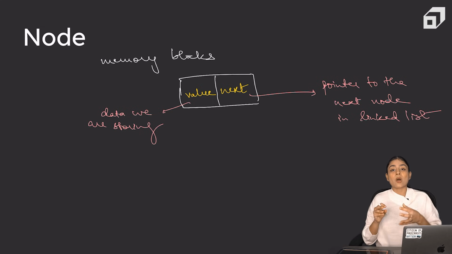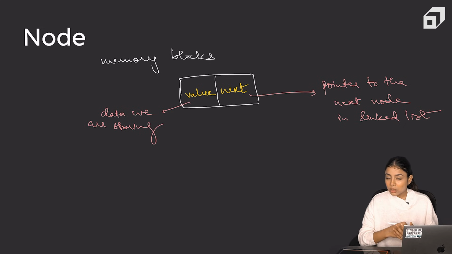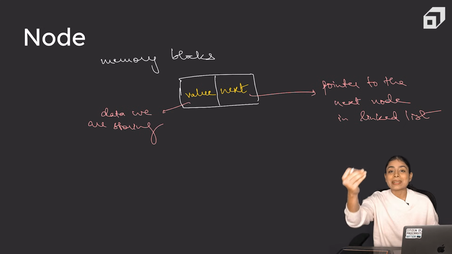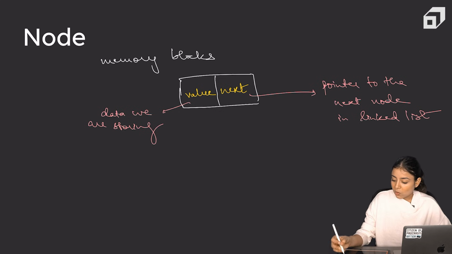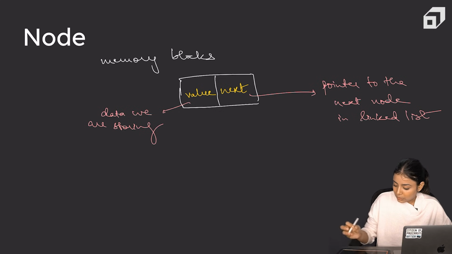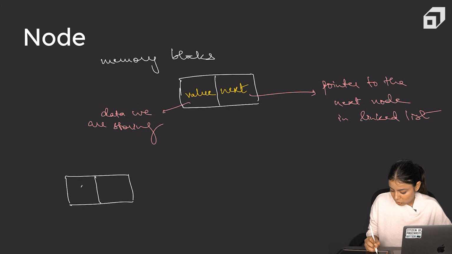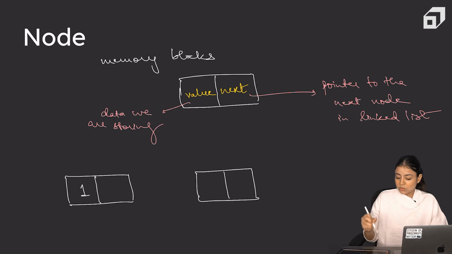Okay, so this is how these nodes are connected to each other. Each node will have a pointer which will be pointing to the immediate next node in my linked list. For example, I have a node here in which I am storing some value 1, and I am also creating another node. I want to add a node to this linked list in which I have value 2.